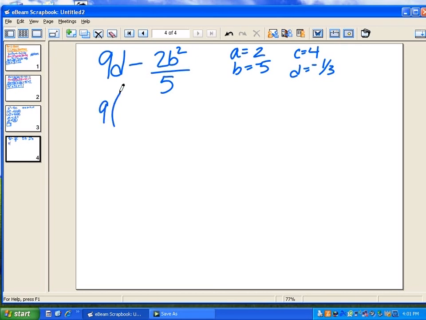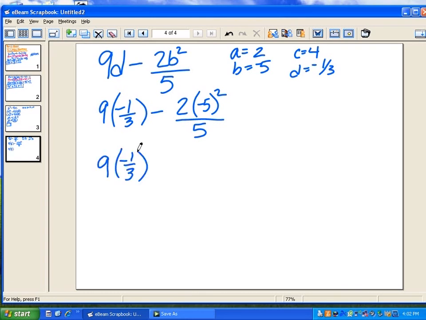9 times D, and my D is negative 1/3, minus a 2 times the B squared, and B is negative 5, squared, divided by 5. Okay, so I'm going to start with my grouping symbols, which you can't do anything inside of these grouping symbols. So then I go to my exponents, which means that I really have to write this part of the problem first. And I have to do my negative 5 squared. Negative 5 times negative 5 is 25. Okay, over 5. And now I'm going to take the time to change my subtraction to addition and change my power. Okay? And now I'm going to solve.